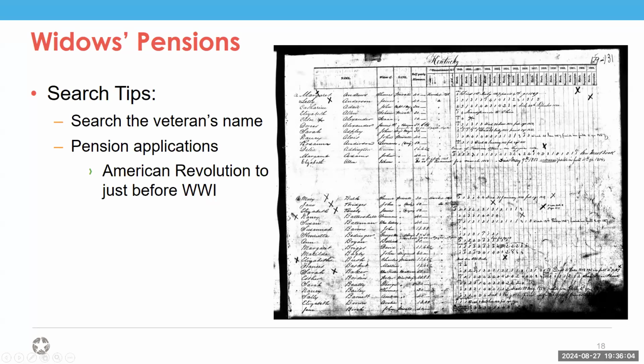That's on this list. Sometimes it is easier to search the veteran's name and not the woman's name, even though the women's names are included on this. Sometimes it's easier to bring it up through the male ancestor. And as I was saying, the pension applications were from the American Revolution to just before World War One.